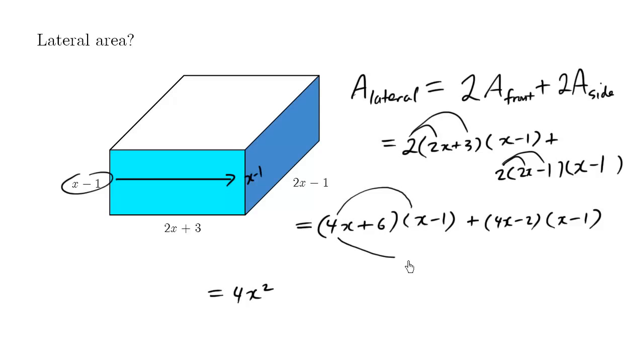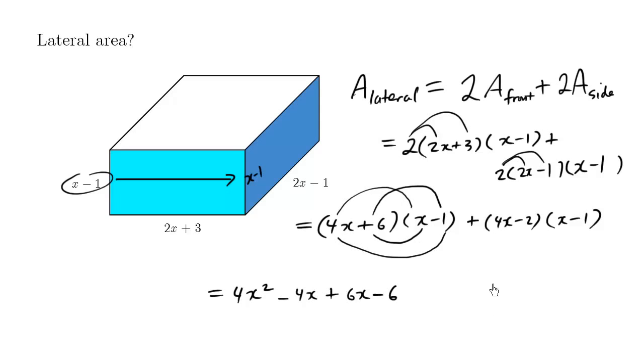Outside is the letter O for FOIL. Outside is going to be positive 4x times negative 1 is going to be negative 4x. Inside, this is the inside, FOIL. Inside is positive 6 times positive x is positive 6x. And then the letter L for last. So we multiply this last term of the binomial with the last term here, positive 6 times negative 1 is going to be negative 6. So we finished this FOIL expansion.